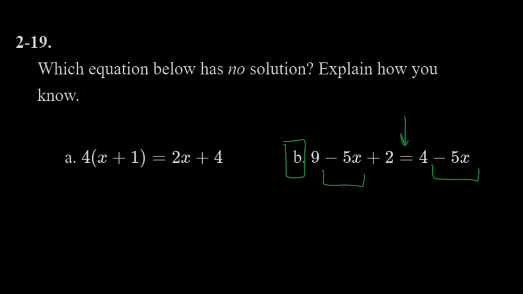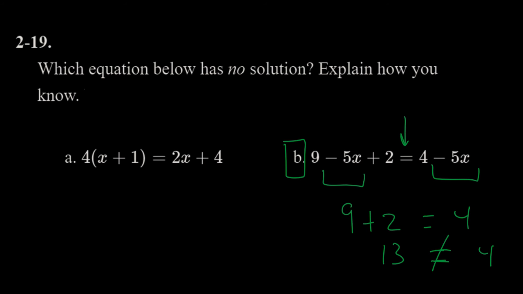And if I was to add 5x to each side, this equation would become 9 plus 2 equals 4, which is utter nonsense, right? 13 is not the same thing as 4. So it does not matter what value of x I pick, it's just never going to be the case that 13 is the same thing as 4.